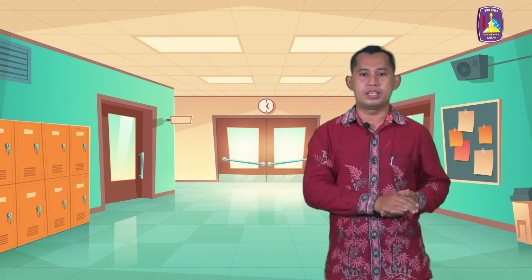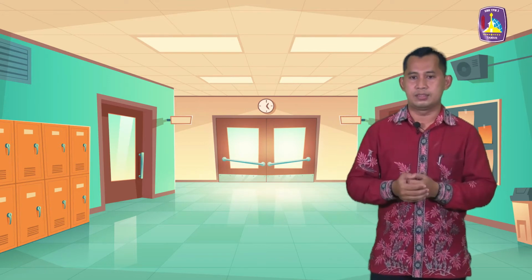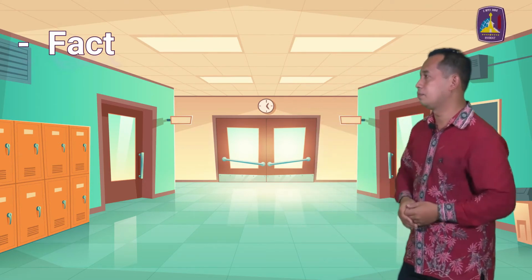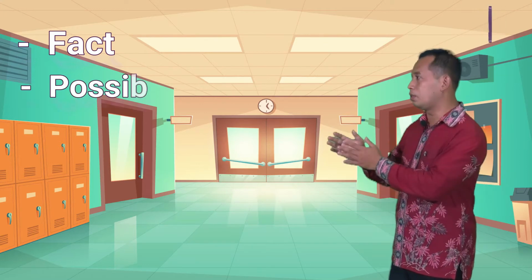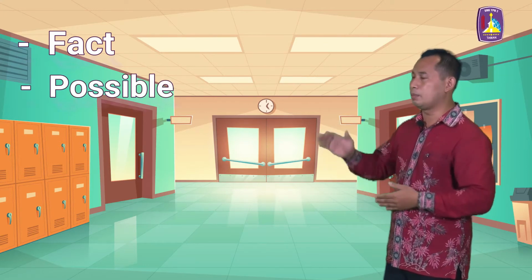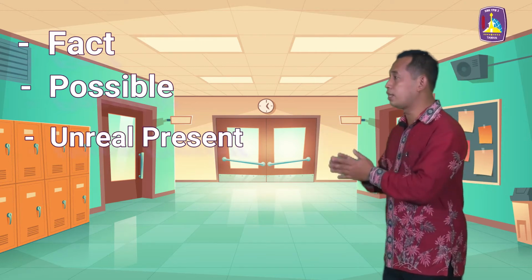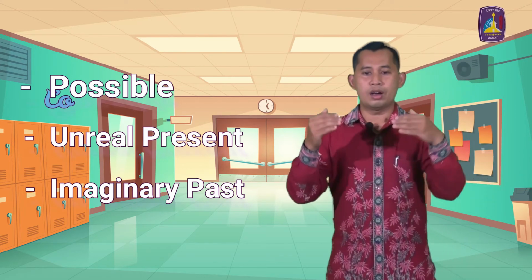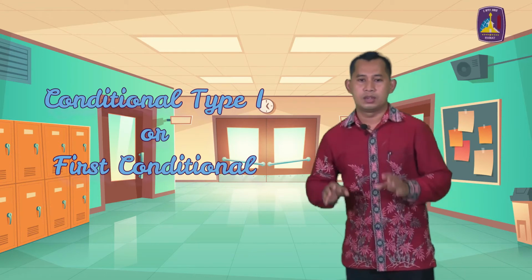Based on the sentences above, we know that they have an if clause and a main clause. But there are some differences between them, especially in verb tenses. The verb tenses are different, and of course, they have differences in meaning. One of them is about a fact. The second is about the possible, the third is about the unreal present, and the last is about the imaginary past. But in this case, we are going to focus on only one type.